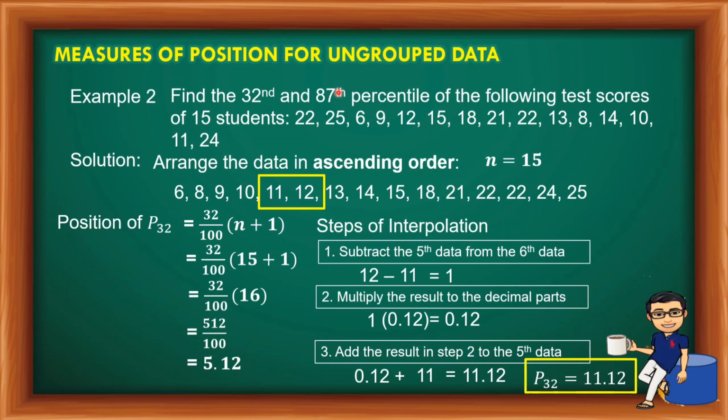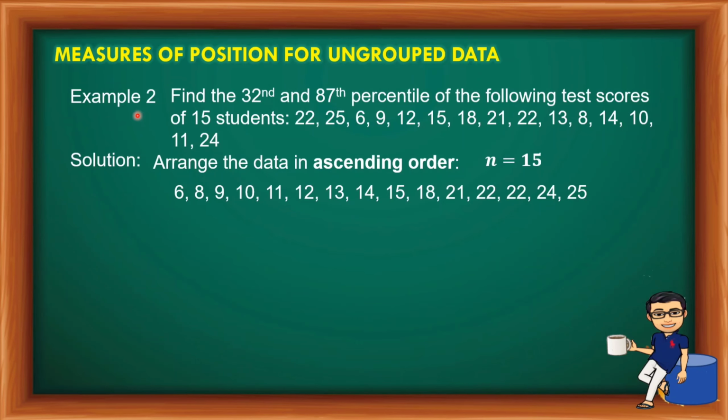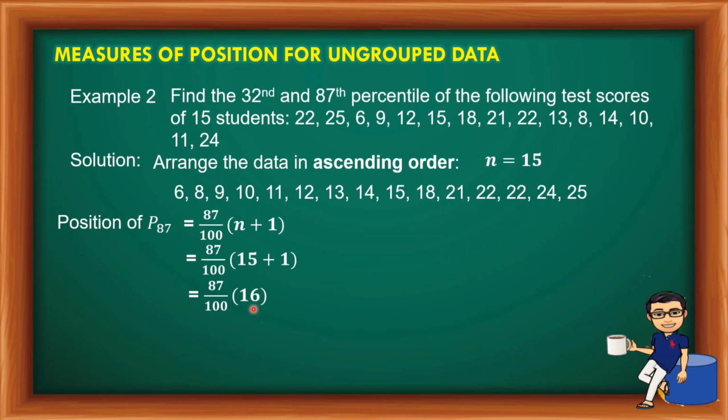Okay? So how about the second one, yung 87th percentile? So ang 87th percentile naman, gamit yung same given. So let's work on with this. Siyempre, 87 over 100 naman yung gagamitin natin times n plus 1. So n is 15 again. We substitute that. Okay, we have this. Then 15 plus 1, that will be 16. Then multiply 16 times 87 over 100. And 16 times 87 is 1,392 over 100. At pag dinivide yan, that will be 13 and 92 hundredths.